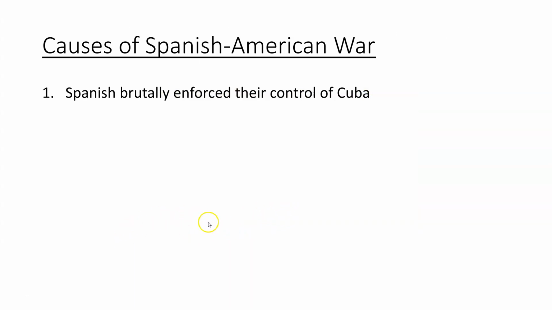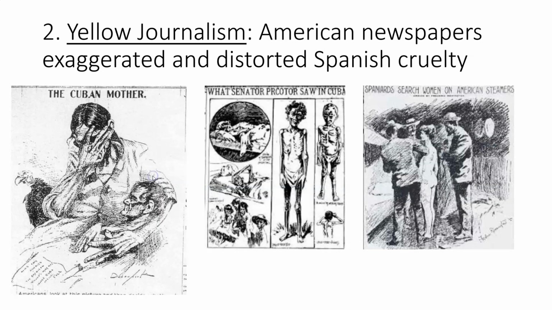The first cause of the Spanish-American War was the Spanish who controlled Cuba were brutally enforcing their control over the Cuban people. The Cuban people wanted to be free, and the Spanish didn't want that to happen. So they brutally enforced their control over Cuba. All right, here are some images to express that.